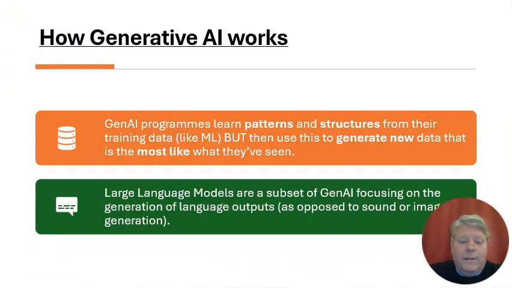So generative AI programs learn patterns and structures through training data. Okay, they have these very large training data sets. And mainly what they learn, and particularly in the case of large language models, is what is the next most likely word. What is the most likely thing to come next based on what I know already? In a nutshell, that's the simplest explanation of what they're doing.